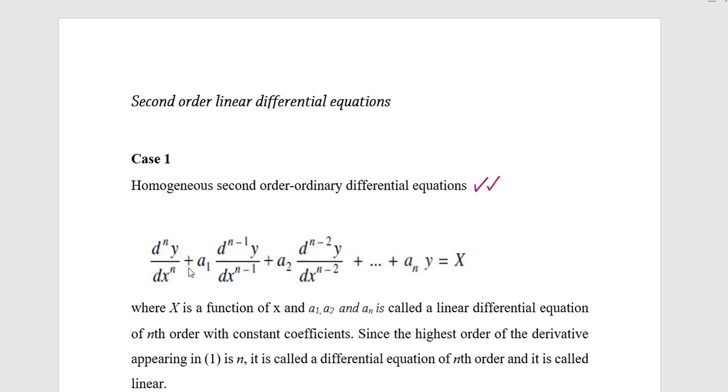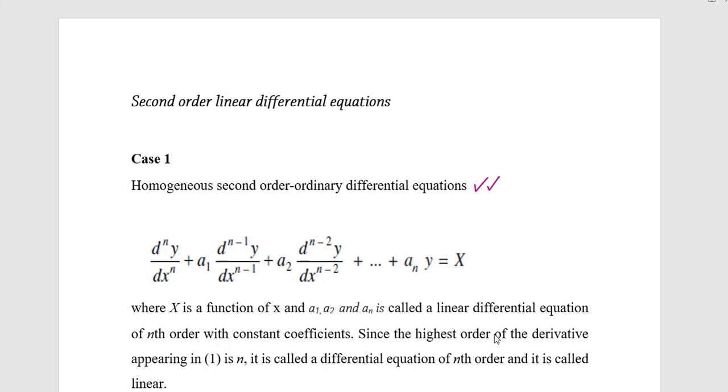Now when we look at such an equation, d^n y/dx^n plus a1 d^(n-1) y/dx^(n-1) plus a2 d^(n-2) y/dx^(n-2) plus ... up to an y is equal to X. X is a function of x, and a1, a2, up to an are called constants, and the above is a linear differential equation of nth order with constant coefficients.